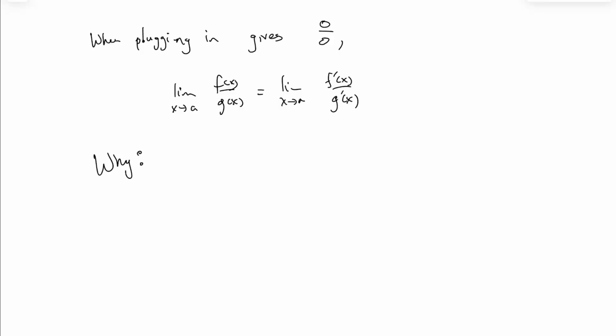When I say plugging in gives 0 over 0, basically what that means is that when you try to plug the number in, I'm talking about doing f of a on the top and also doing g of a on the bottom. That's what I mean when I say plugging in gives you 0 over 0. So this means that f of a is 0 and also g of a is 0, right?